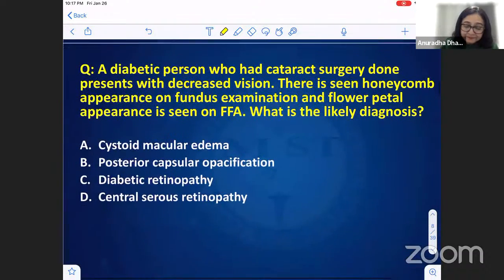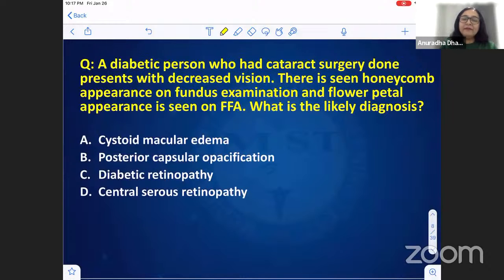Now this was a very good question, I would say, a very nice clinical case based question where they gave you all the key points. Remember, when we discuss in the revision tests and mock test discussions, I've always been telling you to look at the keywords in the question statement, because they help you point to the right answer. And that was what was here in this question. So what are they mentioning? That there is a diabetic person who had cataract surgery done and now presents with decreased vision. So this patient is post cataract surgery, he's a diabetic, and now presenting with decreased vision.